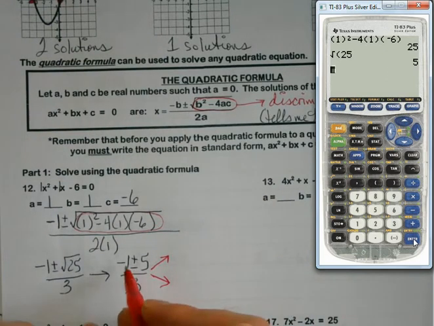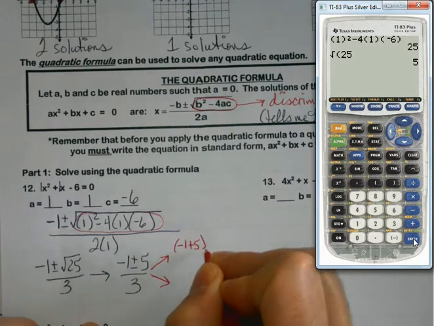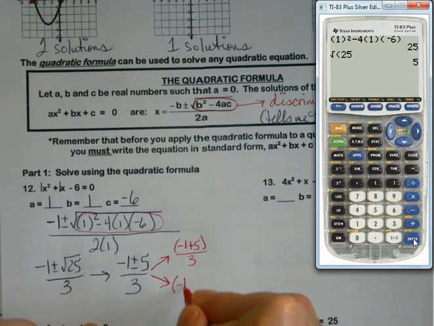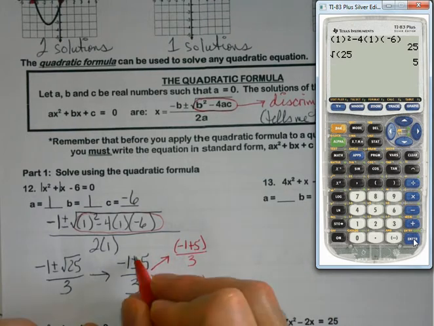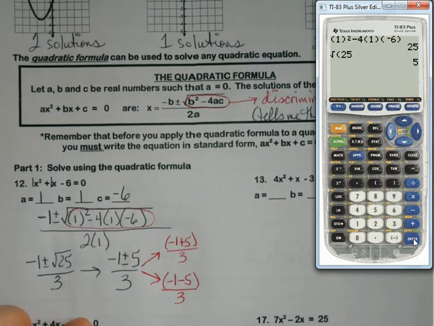I go, okay, so I've got -1 plus 5 divided by 3, because that's part of it. And then -1 minus 5, because I got to do both of these, divided by 3. And then I just get the answers for that, and I'm done.